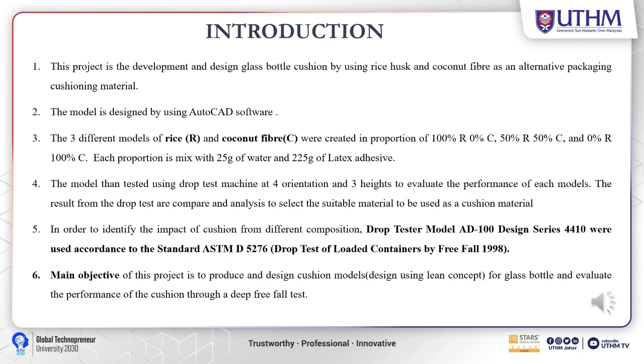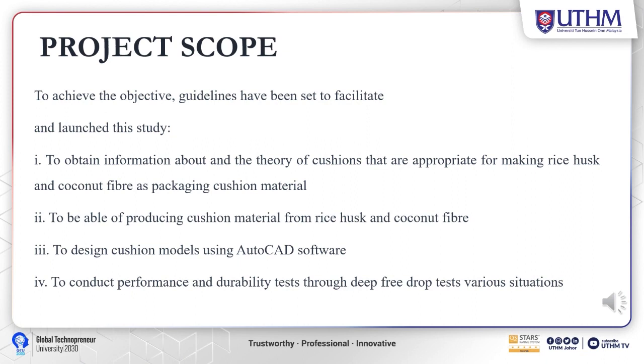The main objective of this project is to produce and design a cushion model for glass bottles and evaluate the performance of the cushion through a free-fall test. To achieve the objective of this project, we have set several guidelines to facilitate and launch this study. There are mainly 4 scopes to this project. First and foremost is to obtain information about the theory of cushions that are appropriate for making rice husk and coconut fiber packaging cushion material.